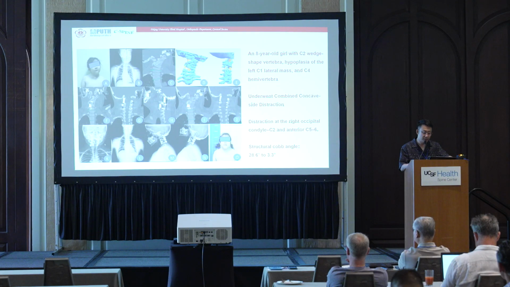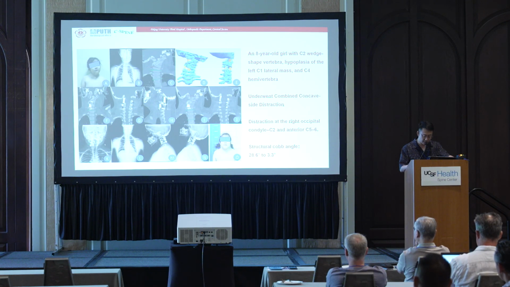And in group B, the deformity is in both the CVJ region and the subaxial cervical spine. This is an 8-year-old girl with a C2 wedge-shaped vertebra, hypoplasia of the left C1 lateral mass and a C4 hemivertebra. So this girl underwent combined concave side distraction in these two regions: distraction at the right occipital condyle to C2 and anterior C5 to 6.